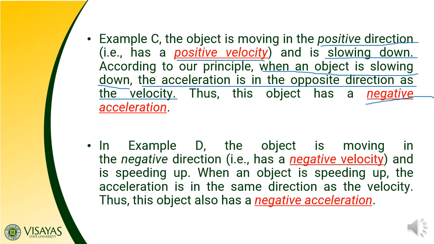Example D, it states here that the object is moving in the negative direction. So it has a negative velocity, but it is speeding up. When an object is speeding up, the acceleration is in the same direction as the velocity. Remember, when an object is speeding up, the acceleration is in the same direction naman as the velocity. So meaning, since the velocity here is negative, we must have a negative acceleration because it will be in the same direction as the velocity.